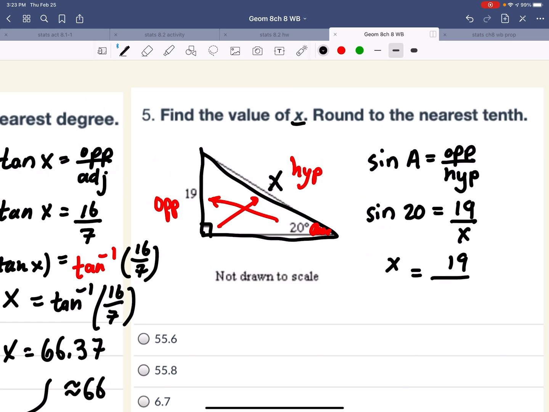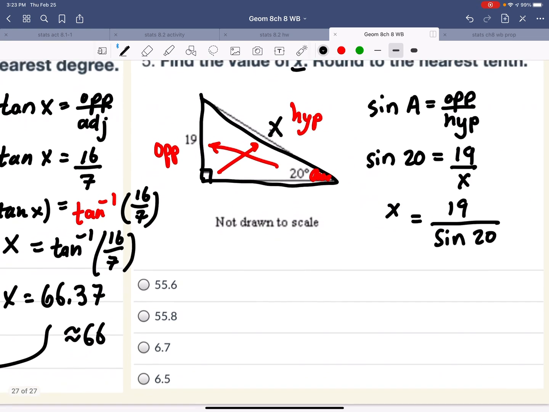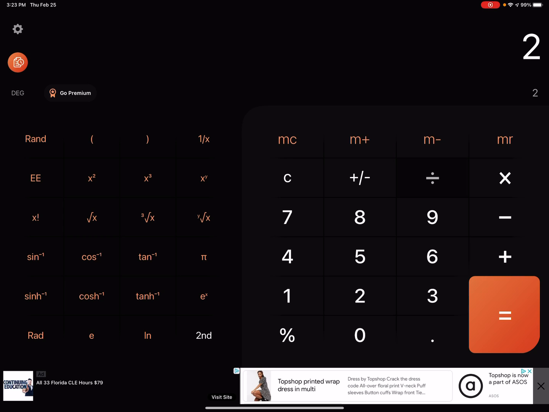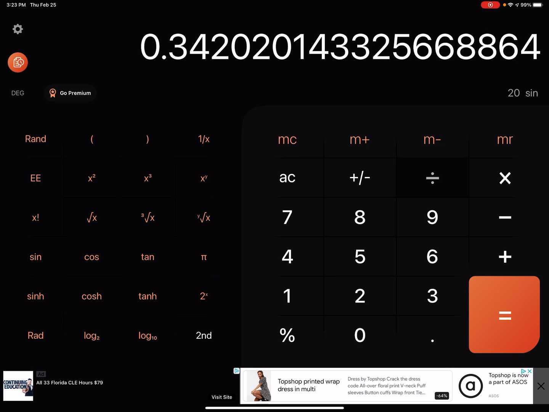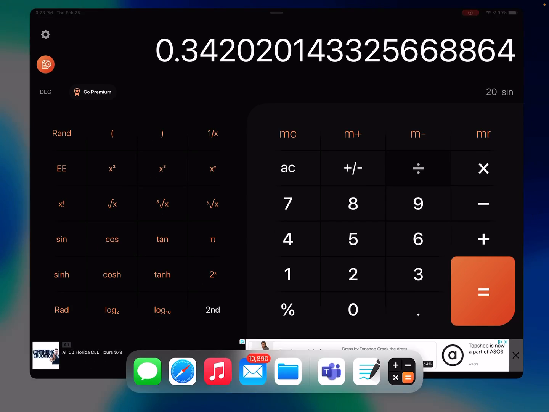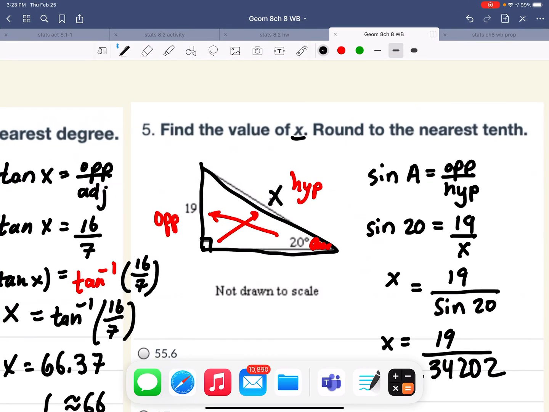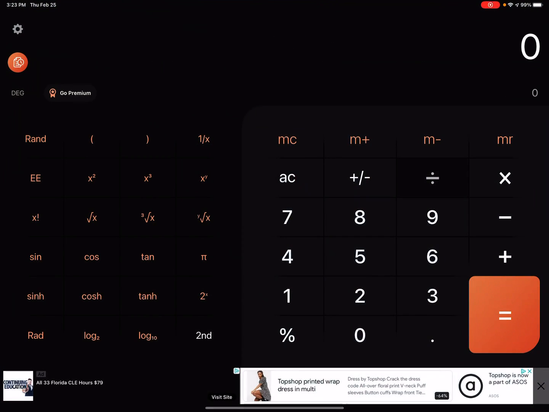Using that Lynch swap, right? What do we got here? We need to find x, but first we need to know what is the sine of 20. So going back here, what is the sine of 20? 0.34202. Now I can do 19 divided by 0.34202.